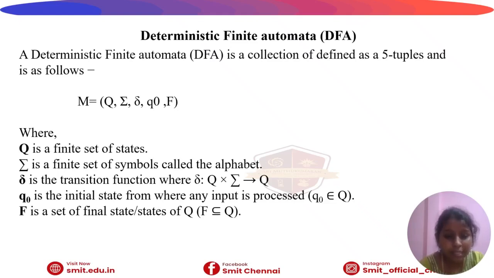The next is delta, which is the transition function. Q naught is the initial state and F is the final state. We'll get a clear idea when we go through an example problem.